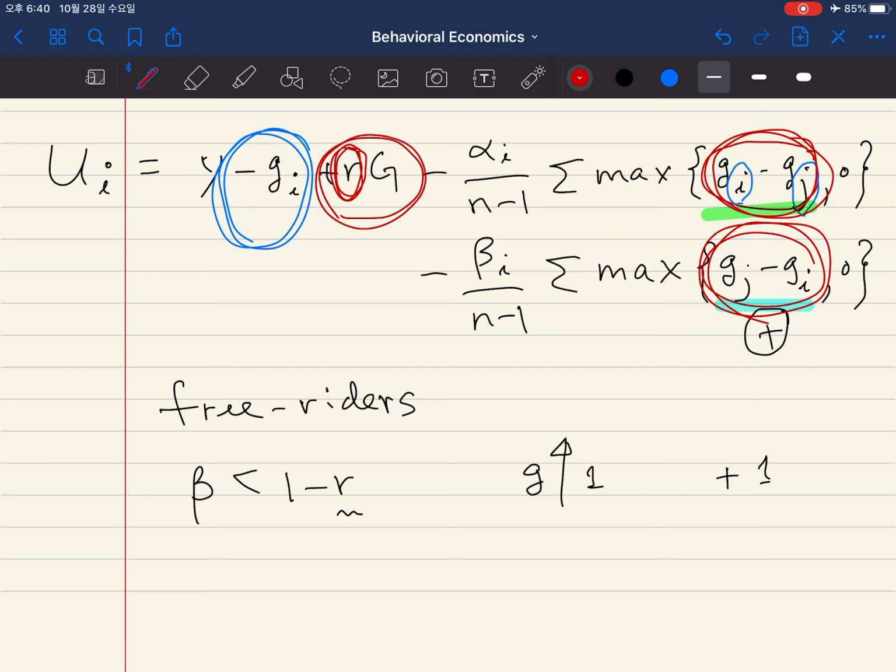But we know that he's going to get some benefit from public good with the rate R. If he contributes 1 unit of public good, the total amount of public good goes up by 1, so he gets a benefit of R. Therefore, cost goes up by 1, but benefit also goes up by R. And here we know that R is less than 1. So total cost goes up by 1 minus R.